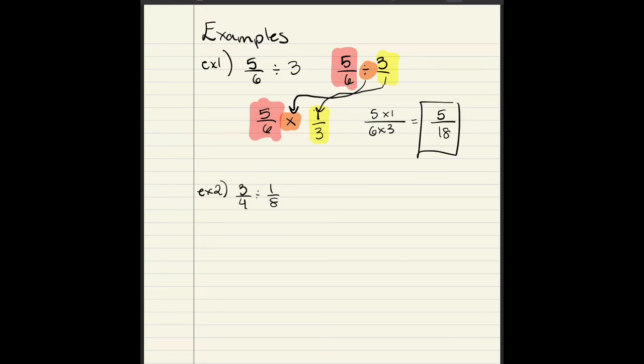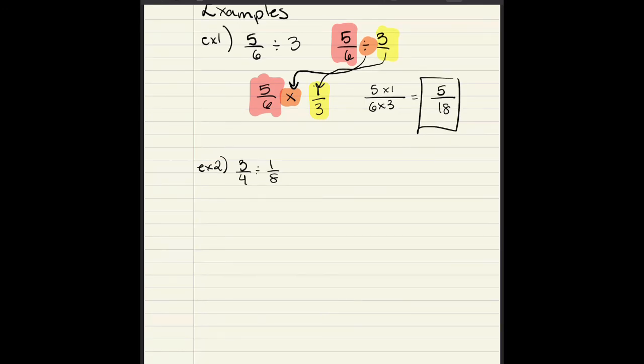Okay, so we have example 2 here, and this time we're dividing 3/4 divided by 1/8. So we have to use KCF, our keep, change, flip. So our first fraction is 3/4, so we're going to rewrite that and keep 3/4. And then we're going to change the division symbol to multiplication. And finally, we're going to flip 1/8 into 8/1.